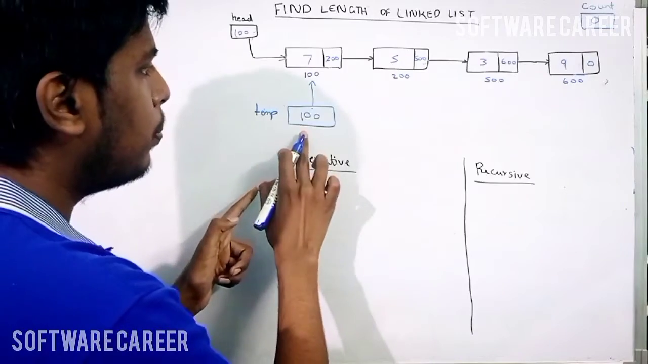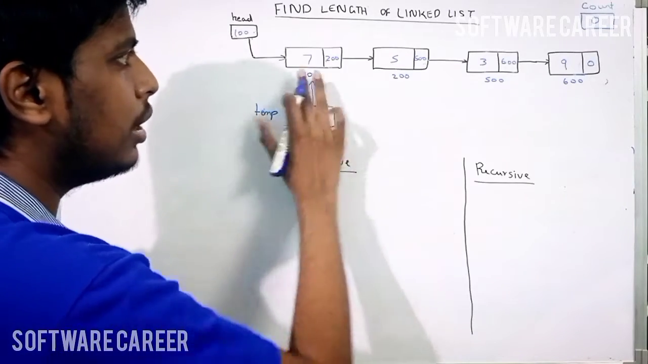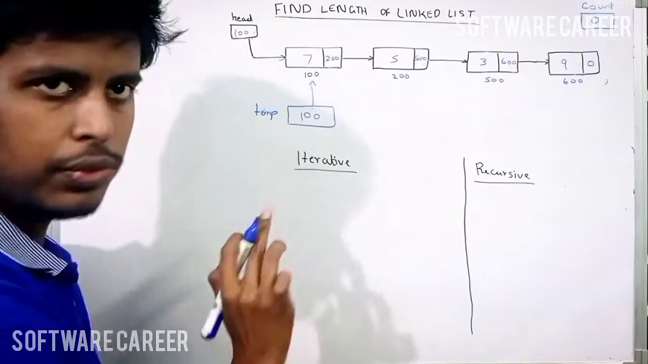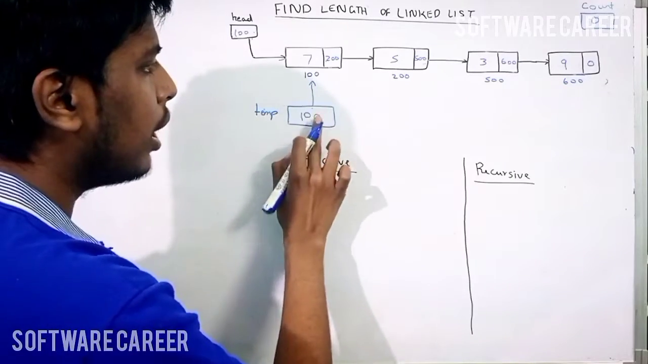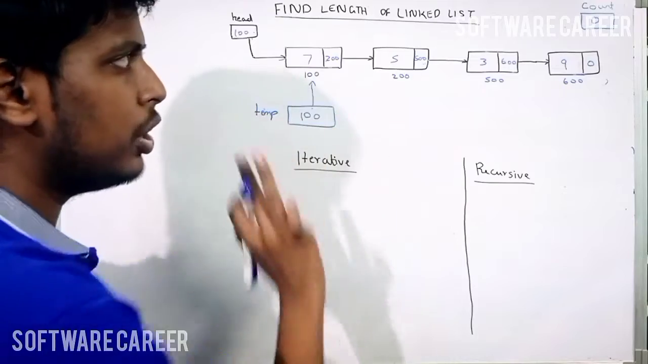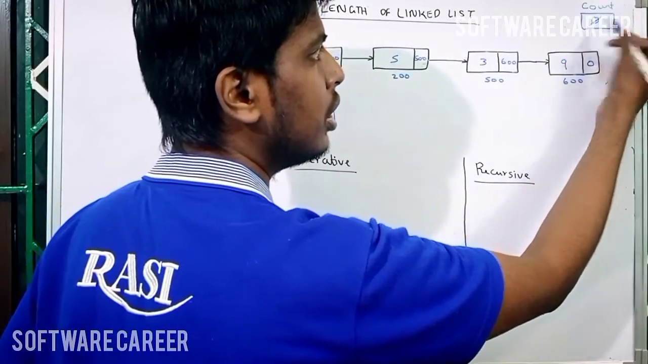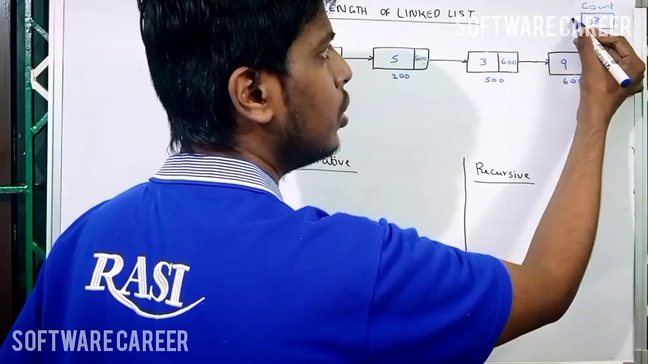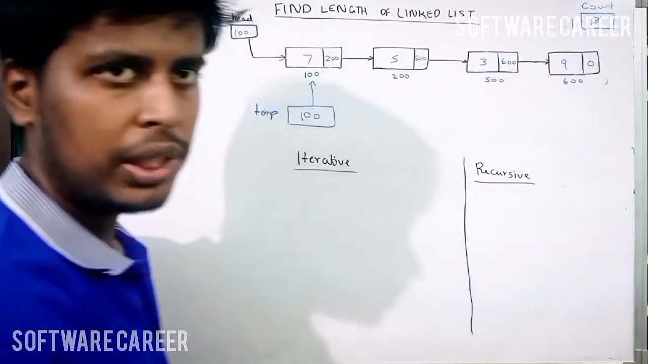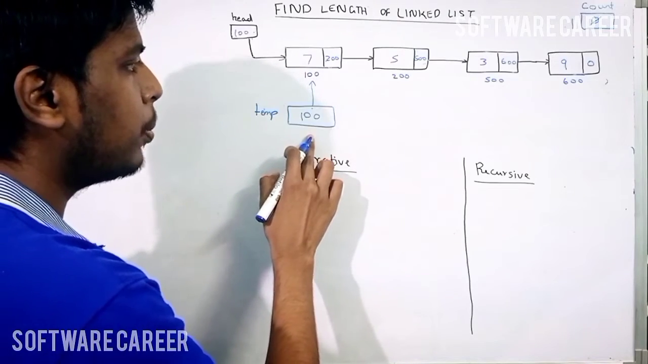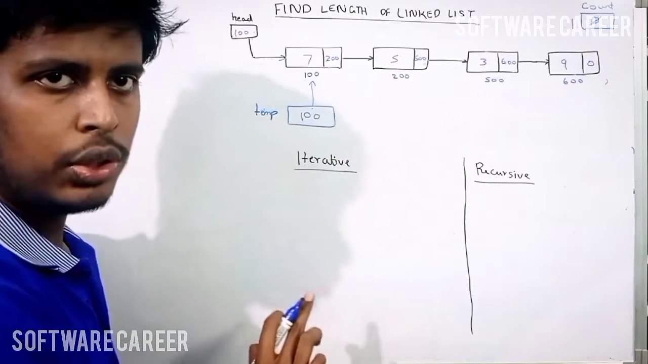Now when the linked list is not empty, it's pointing towards a node. At the starting, it's pointing towards the first node. Now the first step is you should increase the count value by 1. It was 0, so it is incremented by 1. Now the second step is you should move the temp pointer to point towards the second node.